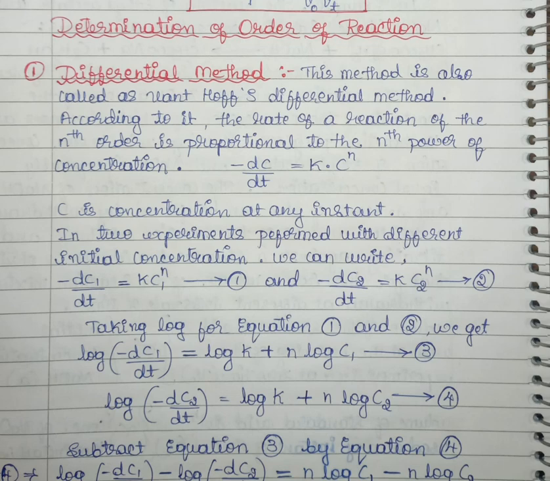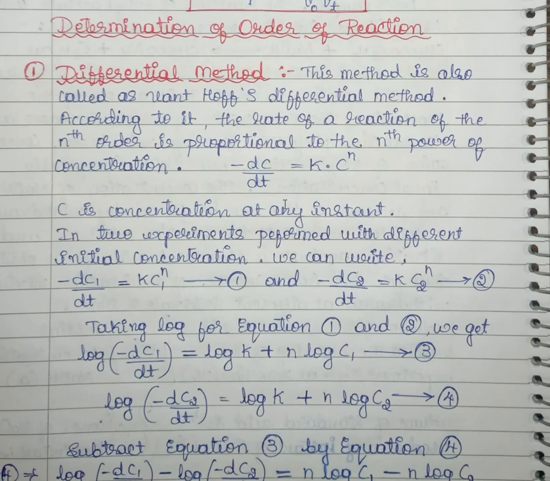Next we will move on to the determination of the order of a reaction. We have three methods for the determination of the order of a reaction. The first one is the differential method. In the differential method, we are considering Van 't Hoff's differential method. So for an nth order reaction, the rate is proportional to the nth power of concentration. The rate equation is minus dC by dt is equal to K into C power n.